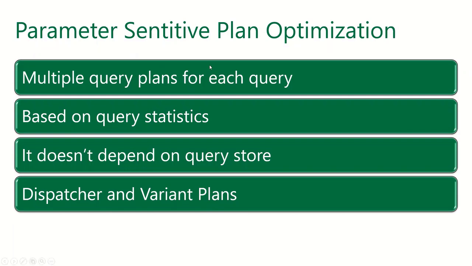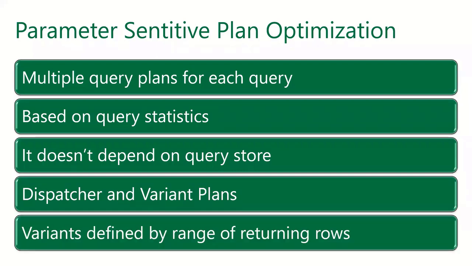So how do these multiple query plans work? The PSP creates one query plan, which is called the dispatcher plan. When that query, that same query, arrives in the server, the dispatcher plan will be triggered. Then a decision will be made about which variant plan will be executed for that query. So a dispatcher plan controls which query plan will be executed for the query. And the variants are defined by range of returning rows. How many rows will that query execution return?